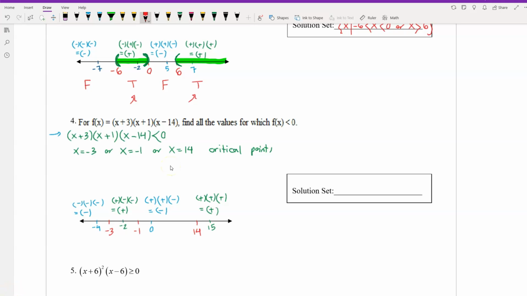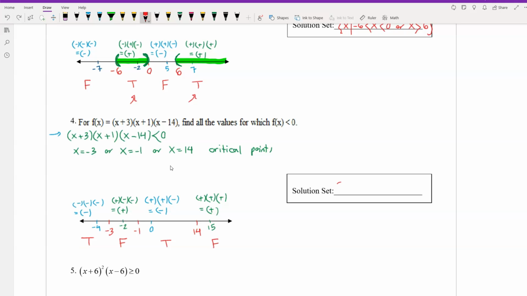And based on what is given here, our answer should be negative. So here this one is positive, that is false. Here is negative, that is true. Here is positive, that is false. Here is negative, so that is true. So our answer is here and here.